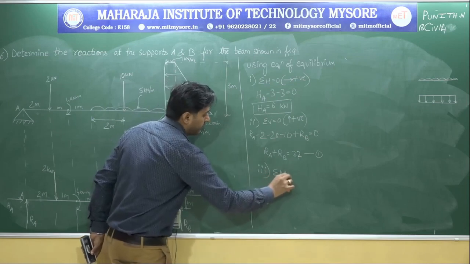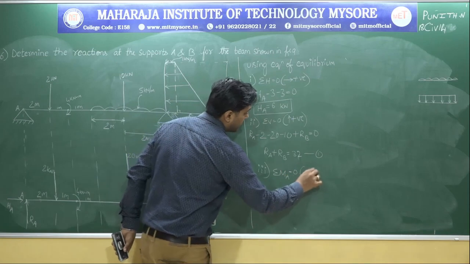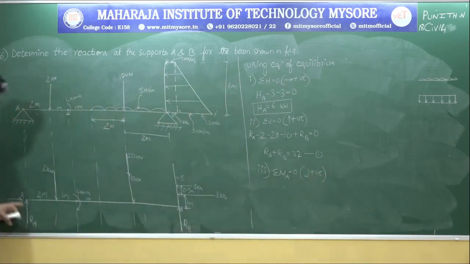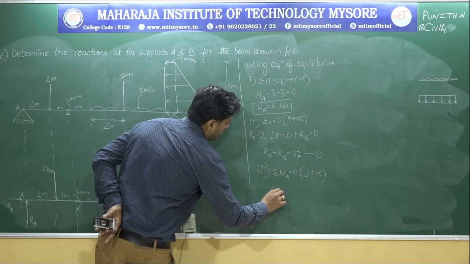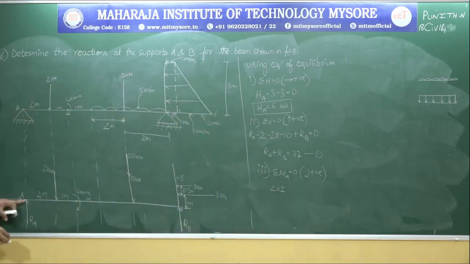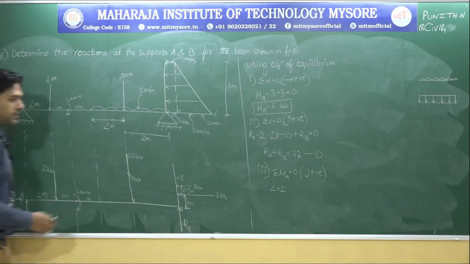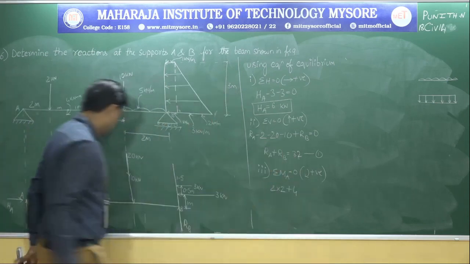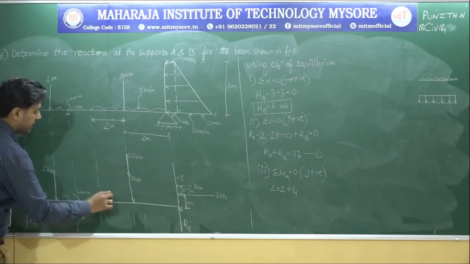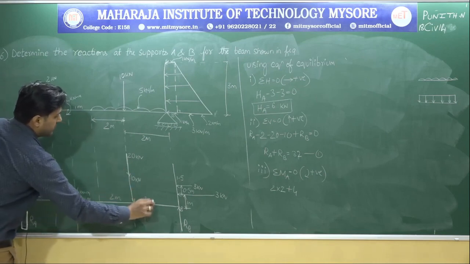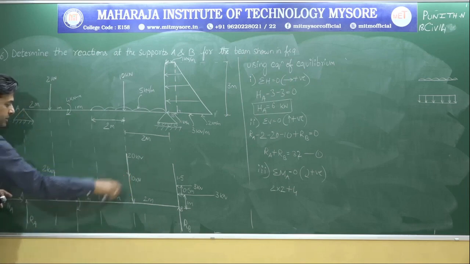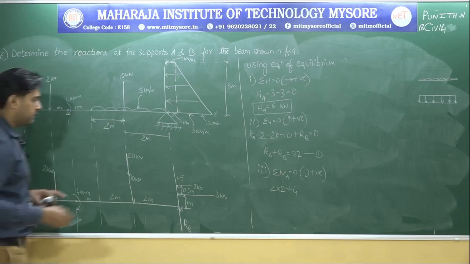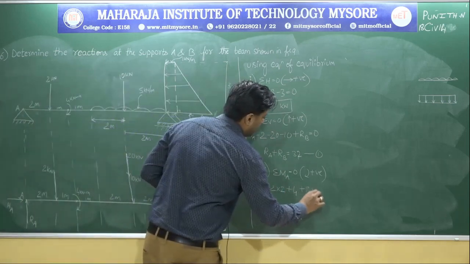Now, let me take moment about any point. I will be taking about A only. The reason is more number of unknowns at point A, at B only one unknown. So now 2 kilonewton force into clockwise distance, so clockwise 2 into 2. Next, there is a pure moment which is clockwise, so plus 4. Next, this 10 kilonewton, let me mark this. This is 2 meter, this is also 2 meter. So this 10 has to go and touch it in clockwise direction, so plus 10 into 6.